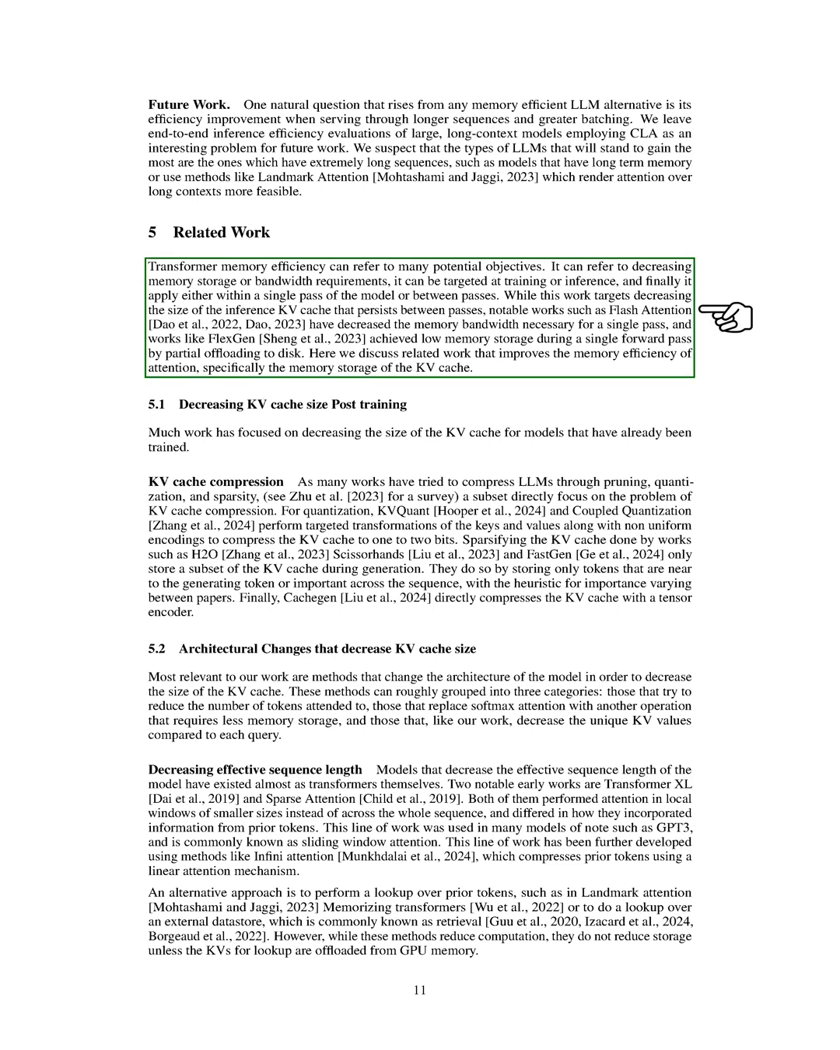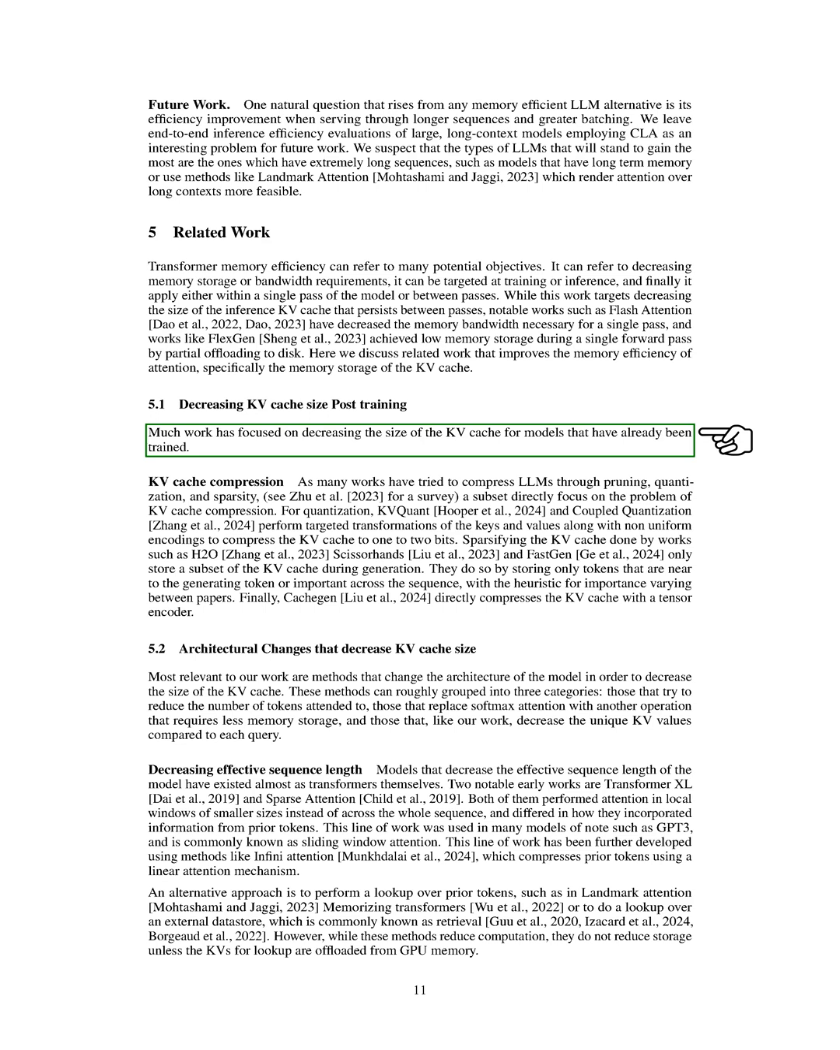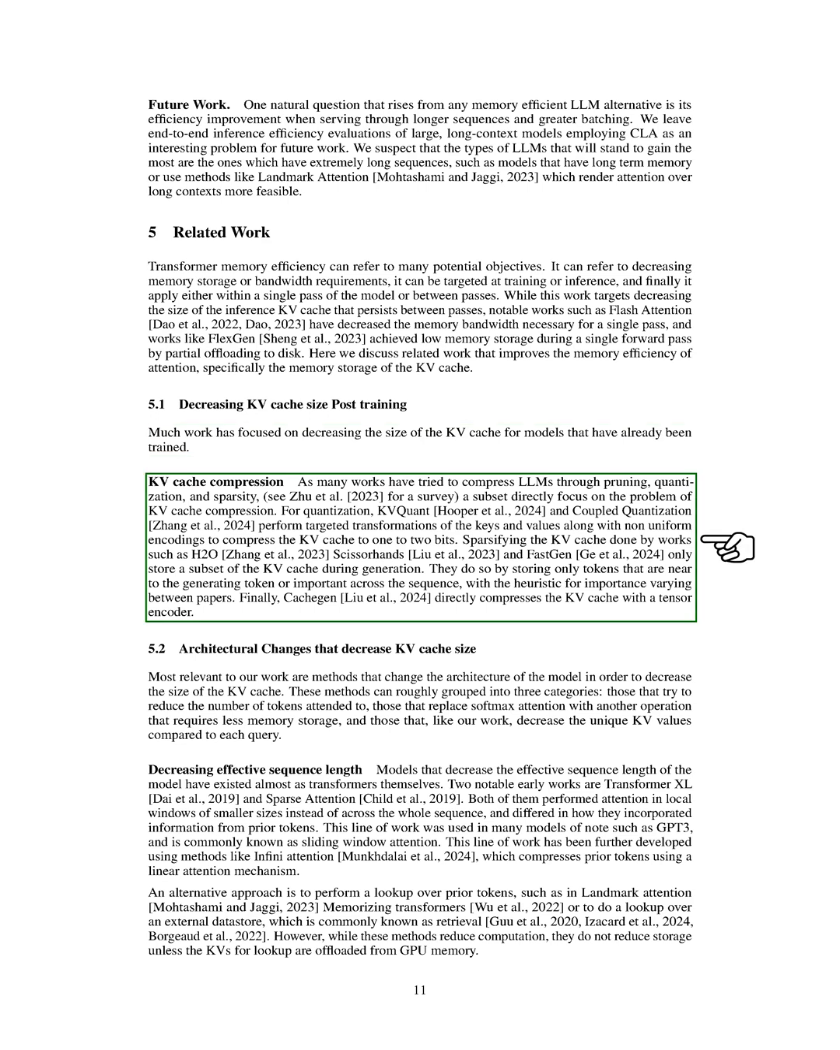Section: Decreasing KV cache size post-training. In this section, we have explored various techniques to reduce the size of the KV cache in pre-trained models. Many studies have focused on compressing the KV cache through methods like pruning, quantization, and sparsity. For instance, KVQuant and coupled quantization apply specific transformations to keys and values to compress the KV cache to just 1 or 2 bits. Other approaches, such as H2O, Scissorhands, and FastGen, store only a subset of the KV cache during generation by keeping tokens that are close to the generating token or deemed important based on different criteria.